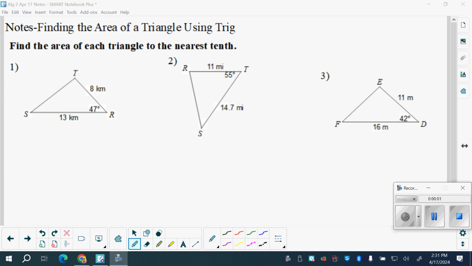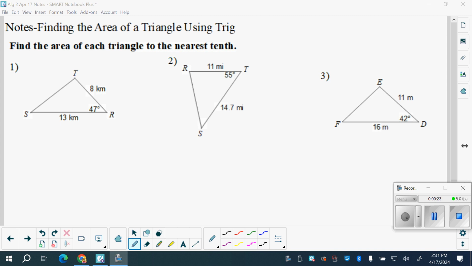So last class, we found the area of a triangle when the base and the height was given. So are the base and height given on this one? No. We could say a base is, but the height is not. So we're going to draw a height in there.